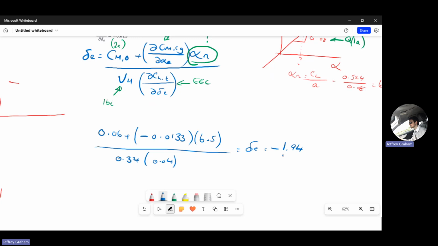Right, might very easily be asked, what does that mean? A negative value tells you it has deflected upwards.